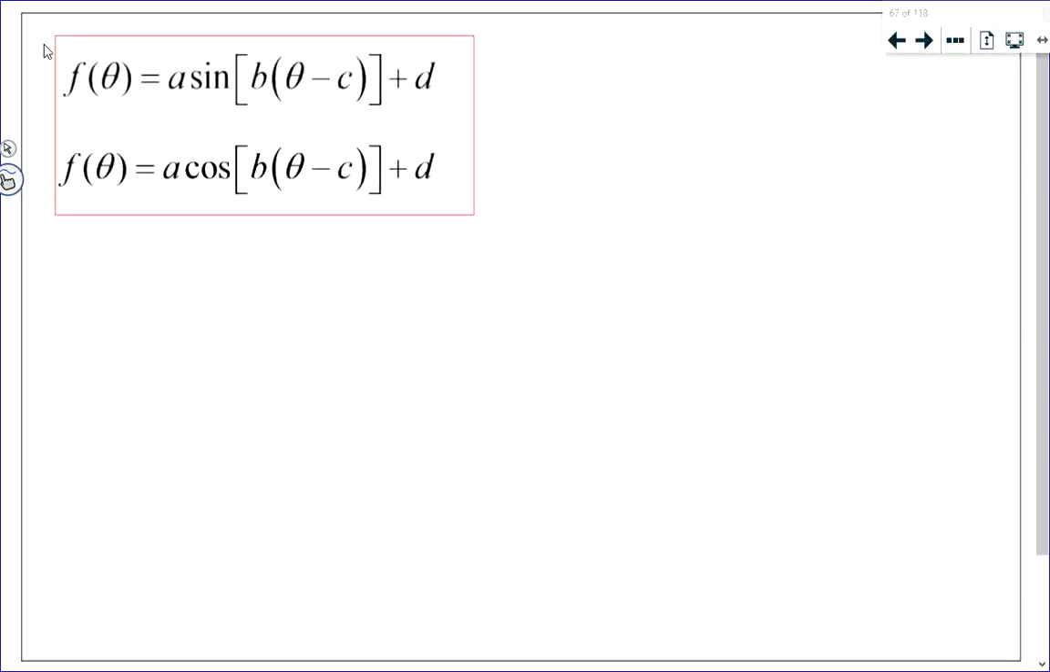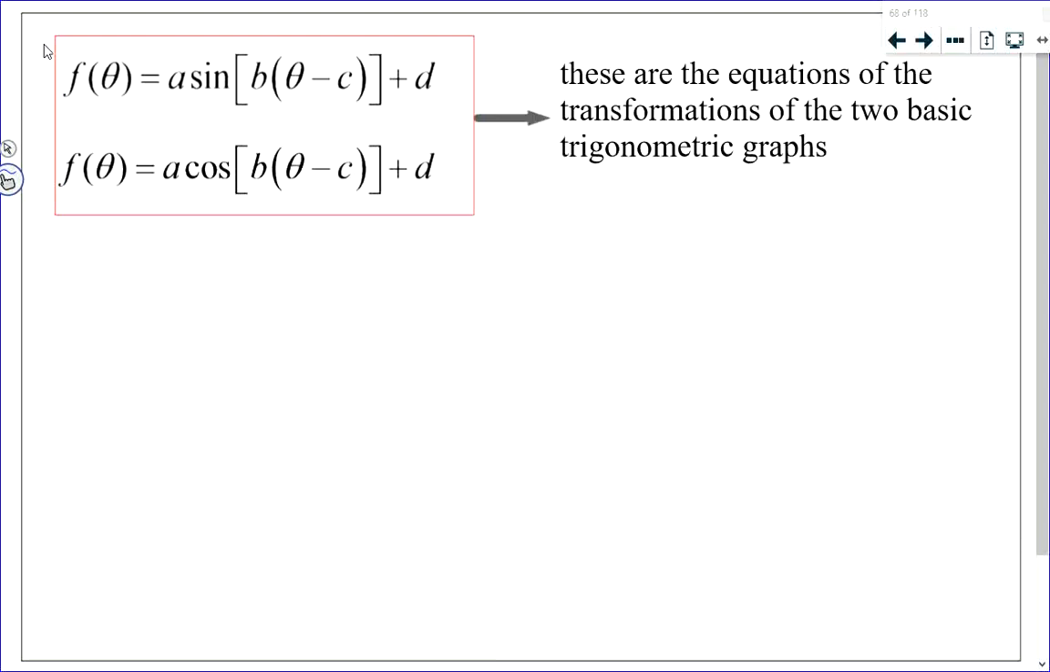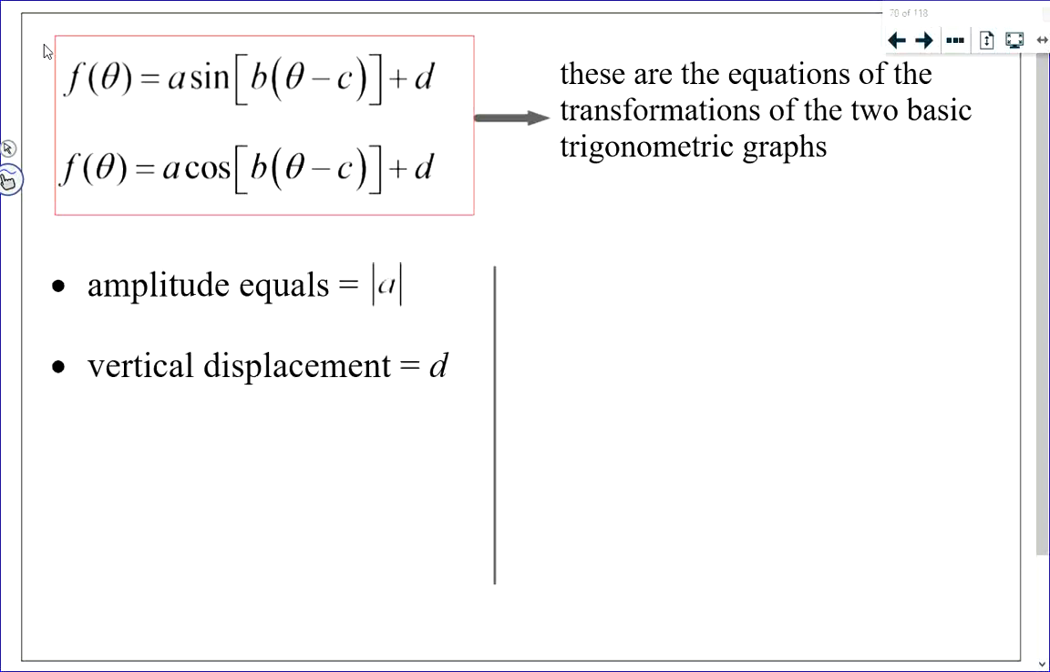These two templates, I guess I'll call them, are on your formula sheet, and these are used to explain, describe and work with transformations of y equals sine of theta and y equals cos of theta. In these equations, if you take the absolute value of a, we can certainly think of it as a stretch factor, but in terms of these functions, it's better to say the absolute value of a is the amplitude. D is what's called the vertical displacement.